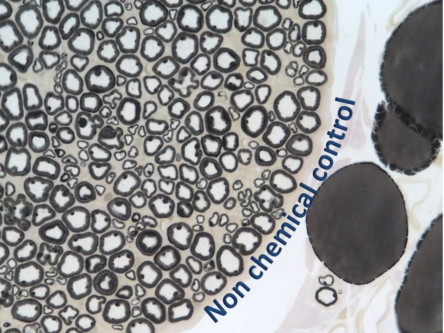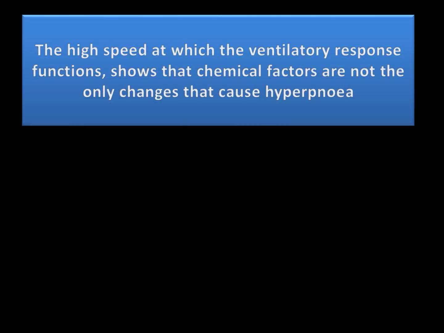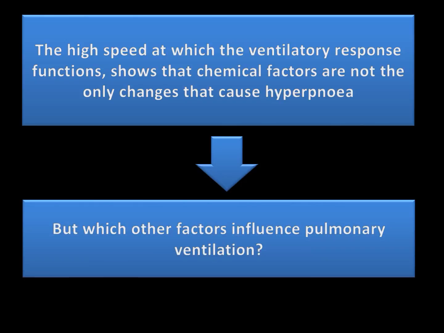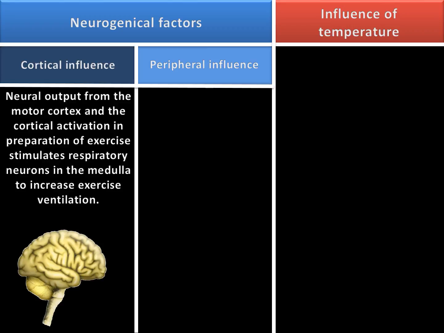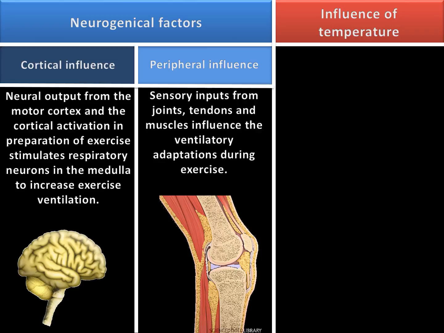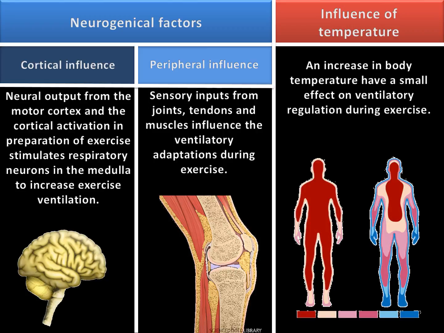That was chemical control, but what about non-chemical control? Ventilation increases too quickly for us to attribute this primarily to chemical control. Something causes it to increase faster with the onset of exercise. Examples of this are, firstly, cortical influence, that is part of the cortex. Peripheral influence: joints, tendons, muscles. An increase in temperature will also cause a small increase in ventilatory rate.